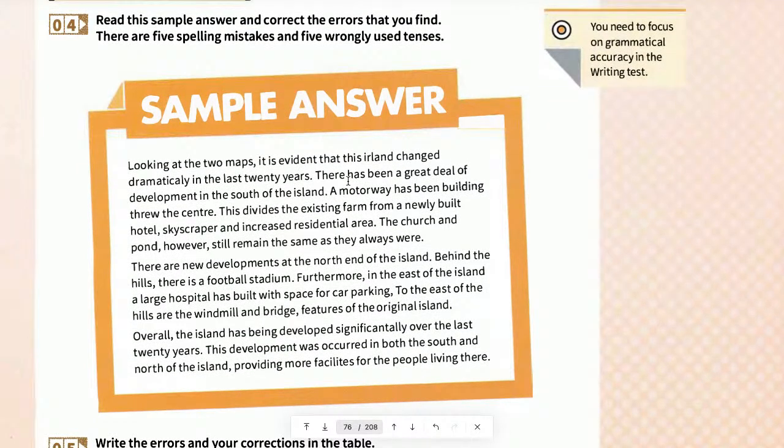Exercise 4. Read the sample answer and correct the errors that you find. There are 5 spelling mistakes and 5 wrongly used tenses. Okay, read that. And you can underline and then you can fix them if you're confident enough. Yeah. We have 5 spelling mistakes here and 5 wrongly used tenses. So 5 tenses and 5 spelling mistakes. Do it.